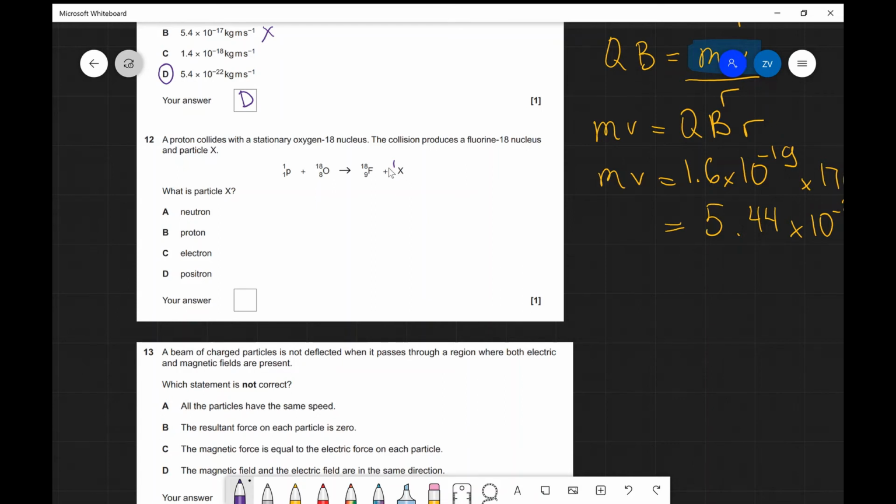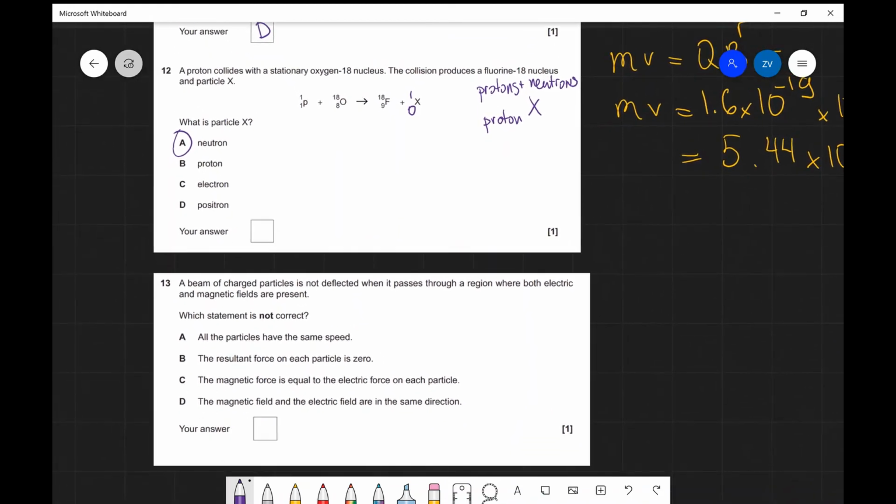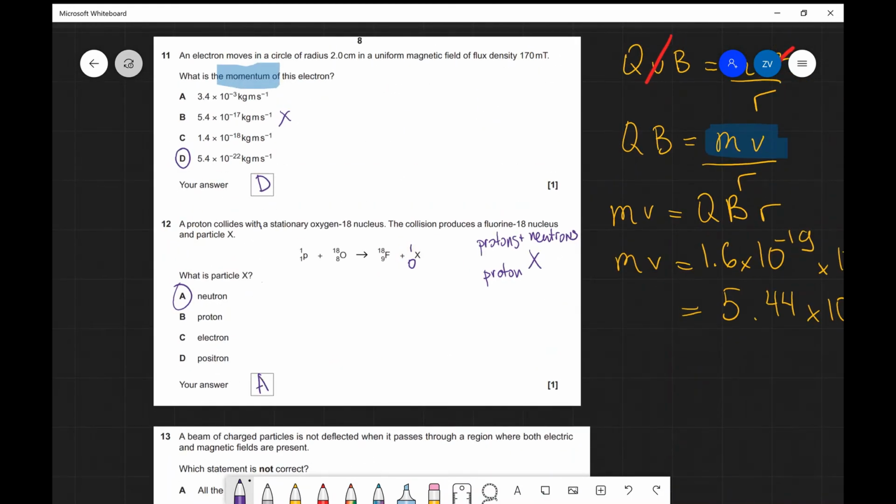And let's have a look at the proton number. So we have 9 on the right and we have 9 on the left. So the proton number is totally balanced, so this is going to be 0. So which particle has 0 protons but 1 nucleon? This has got to be a neutron. Remember, for any particle, the number at the top is your protons plus neutrons, and at the bottom here we just have our proton number. So the correct answer is a neutron.